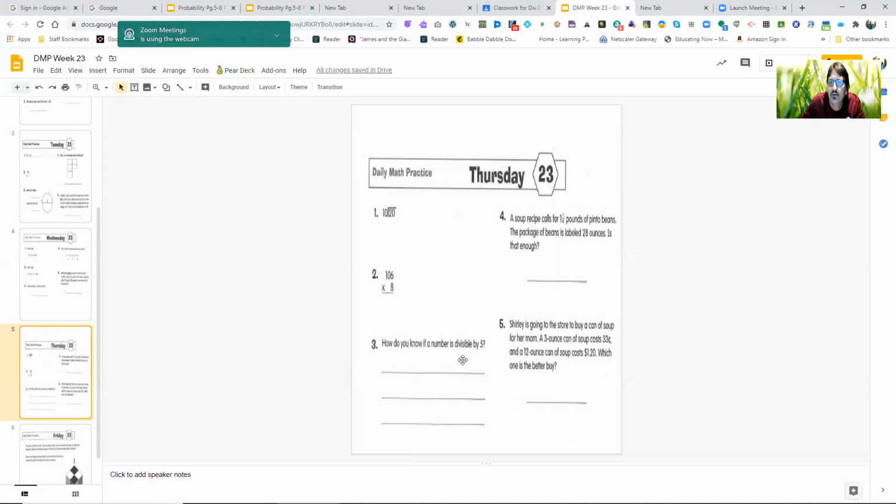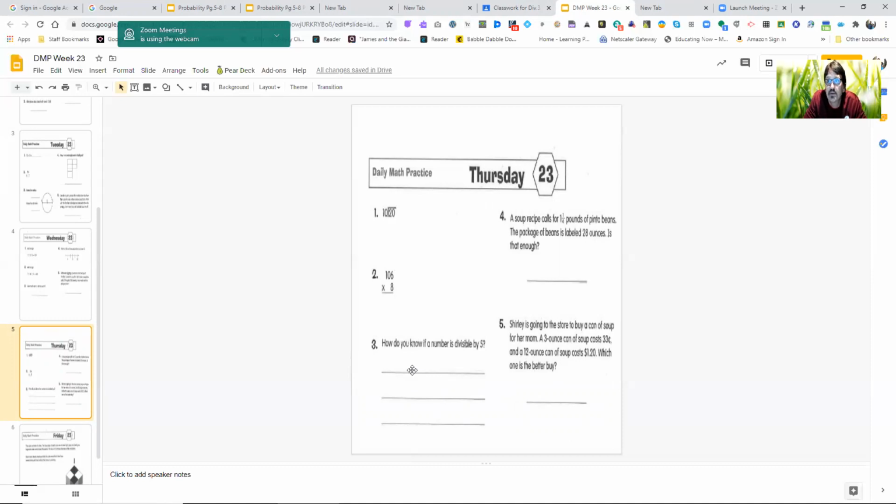How do you know if a number is divisible by 5? Actually, we talked about that in class today. So if you look at the numbers divisible, you go 5, 10, 15, 20, 25, 30, 35, 40, 45, 50. You realize each number has got either a 0 or a 5 in the ones column. So I kind of gave you the answer for that one.